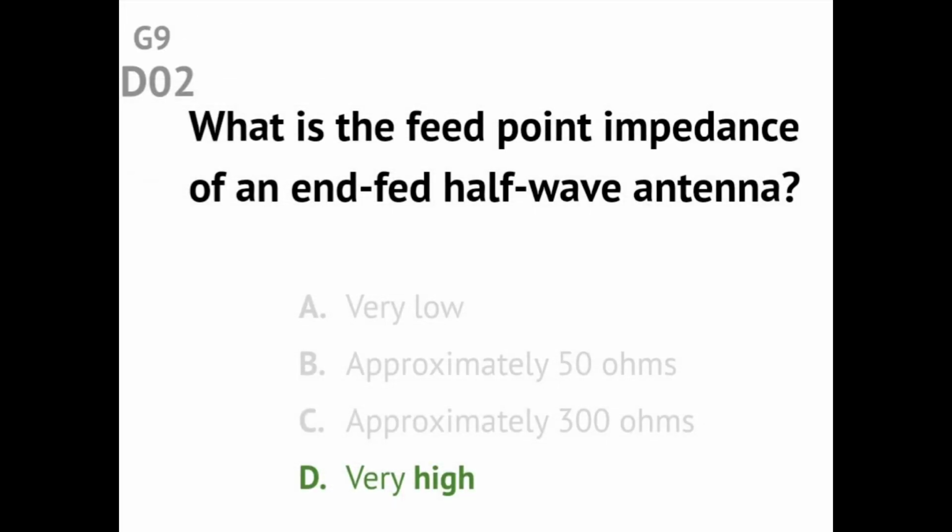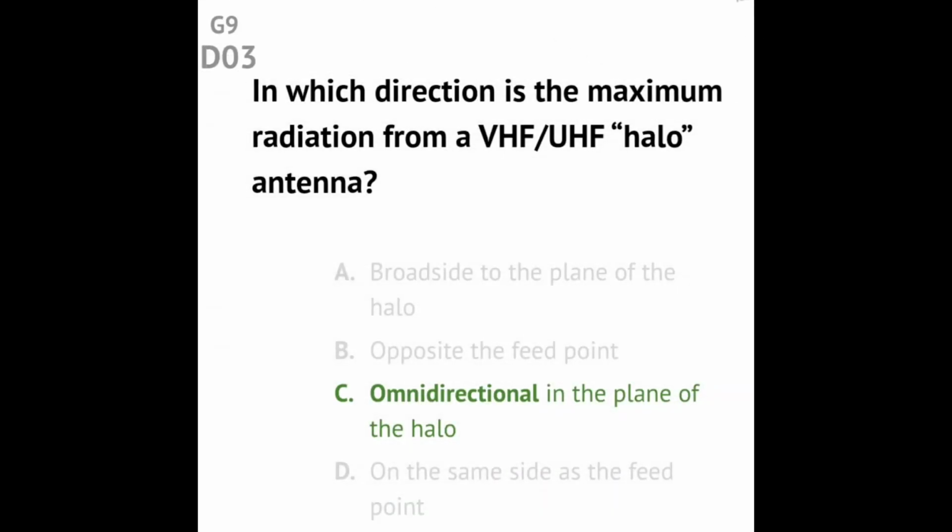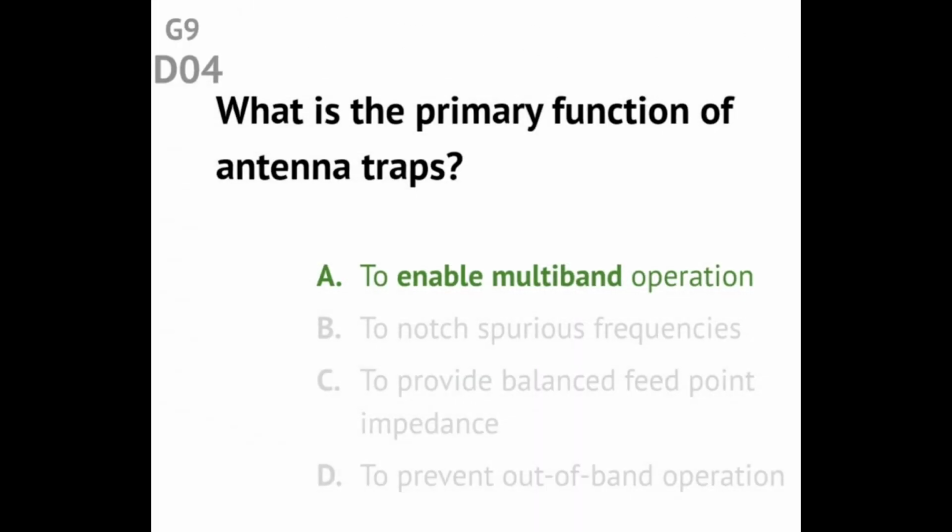Question G9D02. What is the feed point impedance of an end-fed half-wave antenna? Answer: very high. Question G9D03. In which direction is the maximum radiation from a VHF/UHF halo antenna? Answer: omnidirectional in the plane of the halo. Question G9D04. What is the primary function of antenna traps? Answer: to enable multiband operation.